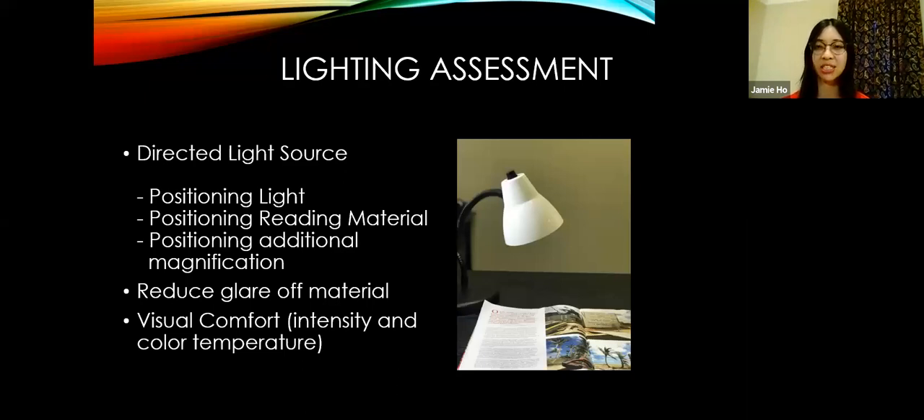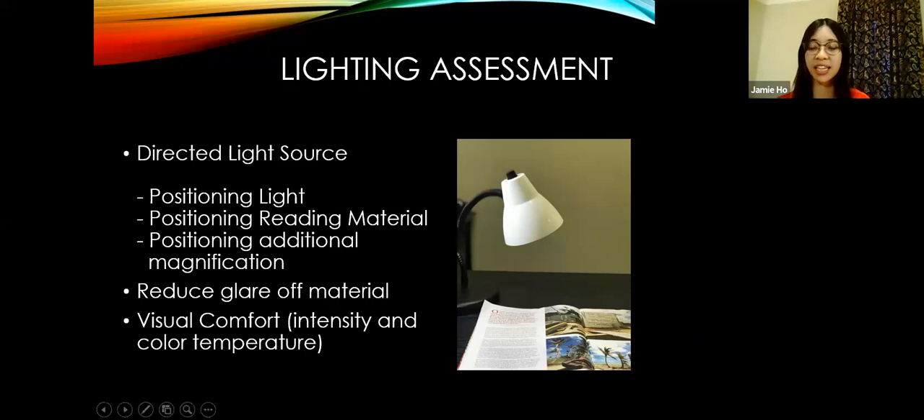Generally, I tell my patients I want a directed light source because we want to reduce the amount of scatter. Scatter is like a torchiere lamp. If you have a torchiere lamp in your house, you notice it's just shooting light up towards the ceiling. It's not directed at all. You see on my picture here where we have a directed light source.